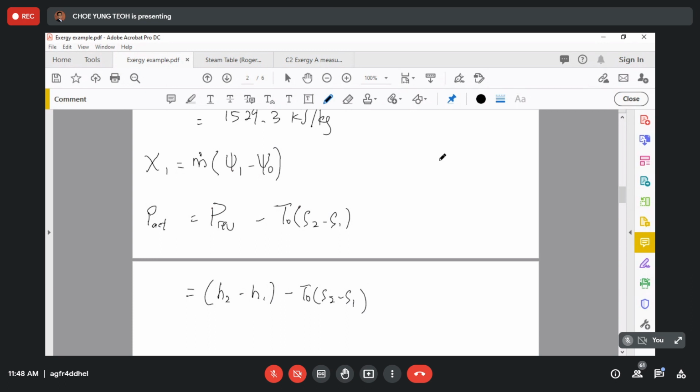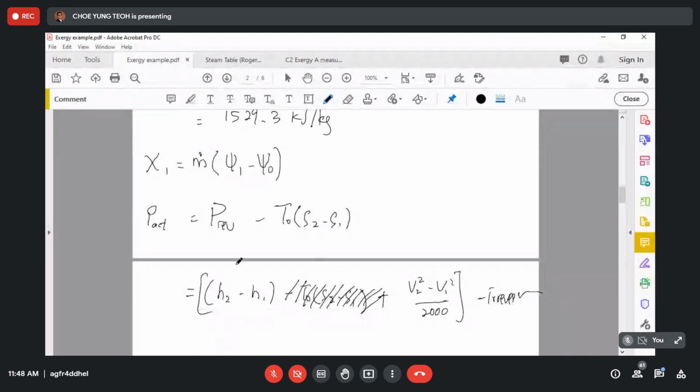Okay, and then the next term is the change of the kinetic energy, so V2 square minus V1 square over 2000. This is referred to as the reversible power. And we want to minus the irreversibility. So for this case, you want to take this out. Okay, so I remove this term.